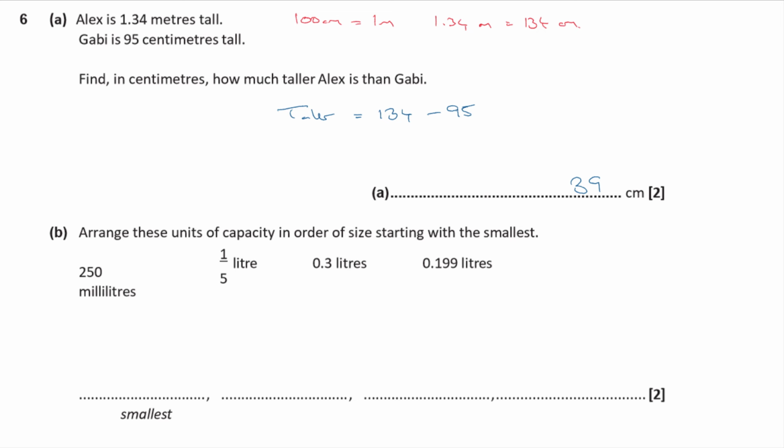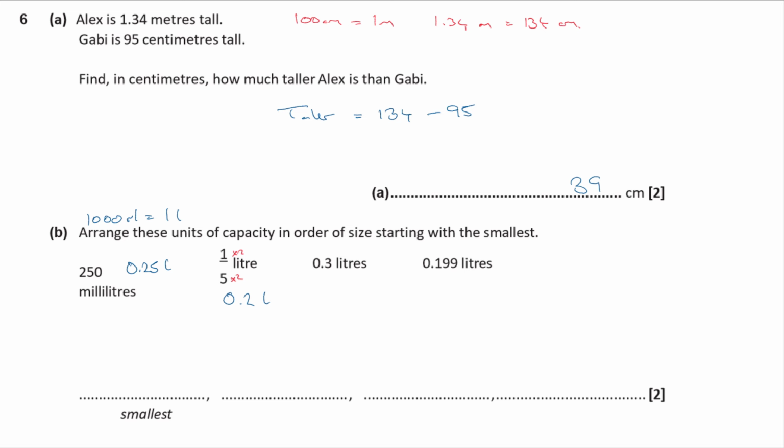Arrange these units of capacity in order of size, starting with the smallest. Now again, I've got all sorts of mixed units going on here. 3 of them are in litres, so I'm going to convert the one that isn't into litres first. 250 millilitres, what's that? Well, there are 1,000 millilitres in a litre, aren't there? Okay, so 250 millilitres is 250 thousandths, or 25 over 100, or 0.25. It's 0.25 of a litre, isn't it? A fifth of a litre, that's the same thing. If I times top and bottom by 2, look, I'm going to get 2/10, which is 0.2 litres. And the others are in decimal already, so I'm good to compare these now.